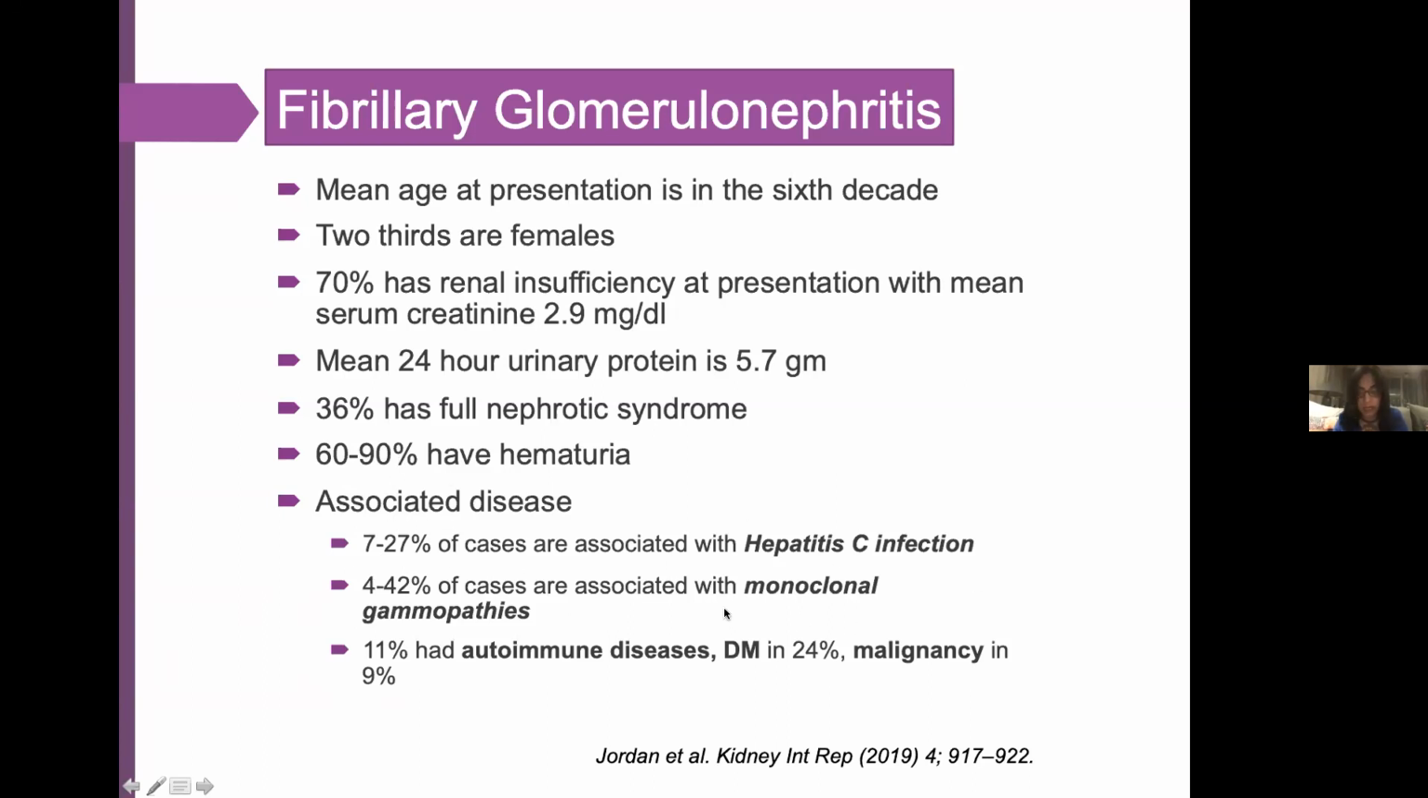It's not common, by the way, for fibrillary to be within the monoclonal range. And 11% had autoimmune diseases, 24% can be in diabetics, and solid organ malignancies in 9%. So this is just your regular glomerulonephritis, which can be idiopathic or can be secondary to other systemic affection.